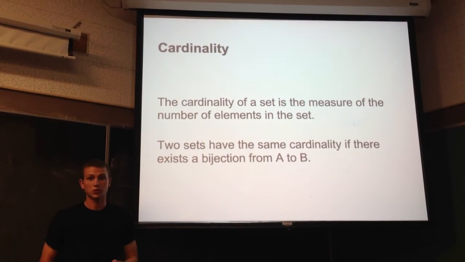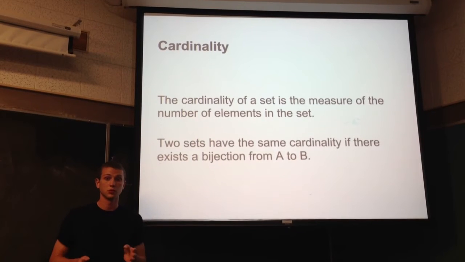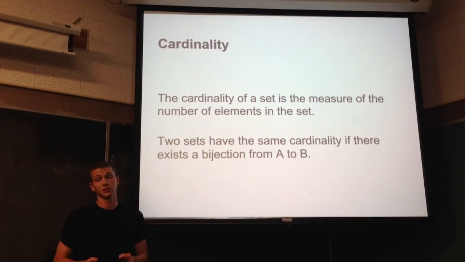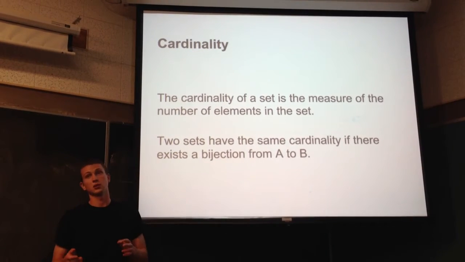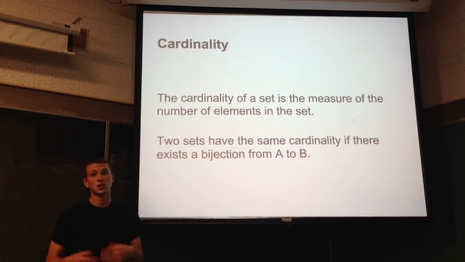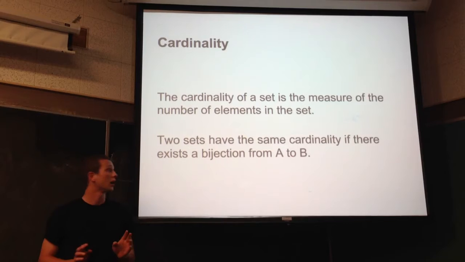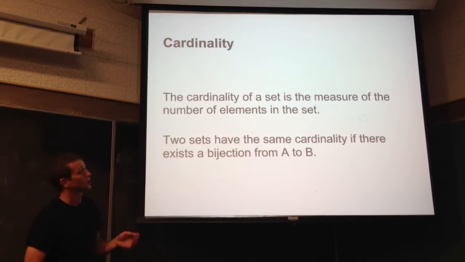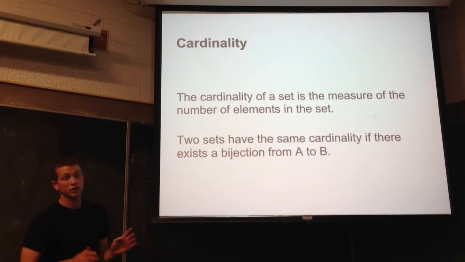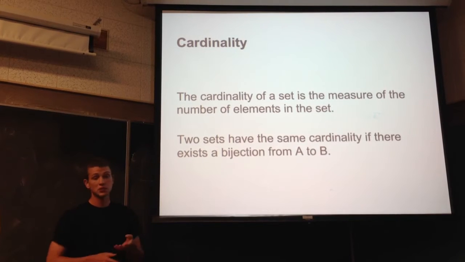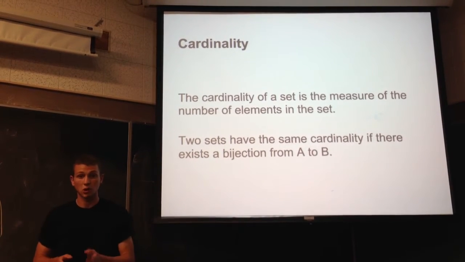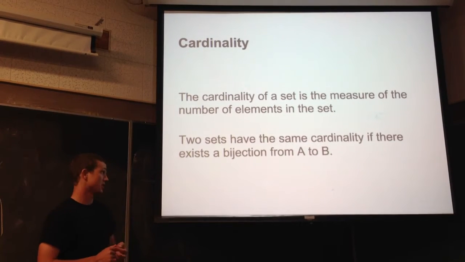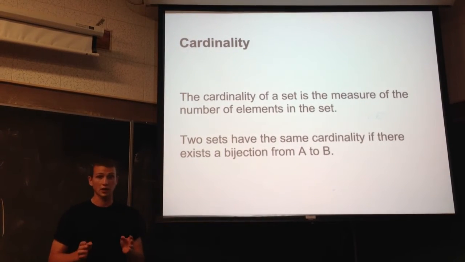So one thing that we want to do is prove the uncountability of the Cantor set. But in order to do that, we need to build up a few definitions, some of which have already been covered by the previous group. For instance, cardinality. The cardinality of a set is the measure of the number of elements in that set. And we know two sets have the same cardinality if there exists a bijection from set A to set B.